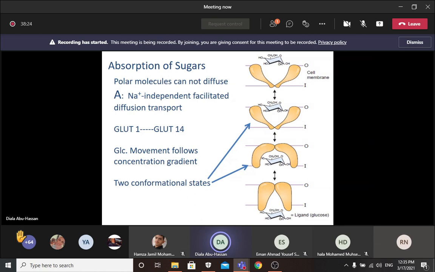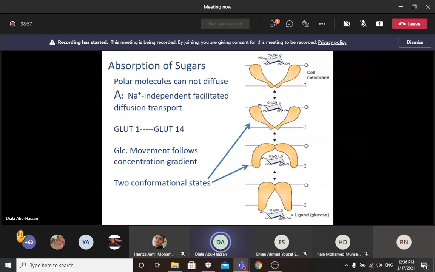The first type of transporters is a sodium independent facilitated diffusion transport system or transporters. These are present on the cell membrane, as you can see in here. This is the outside, this is the inside of the cell. So they bind these monosaccharides on the outside of the cell. This would induce conformational changes that closes the molecule from the outside, okay, and open it from the inside and allow the entry of these monosaccharides like glucose into the cells.